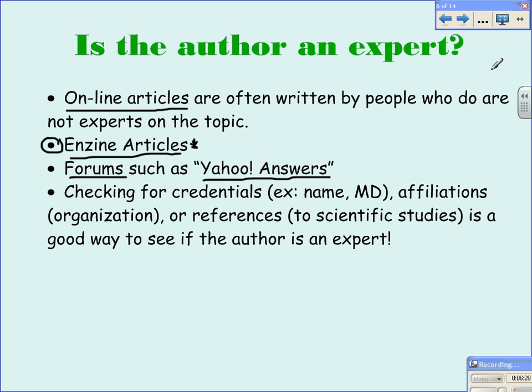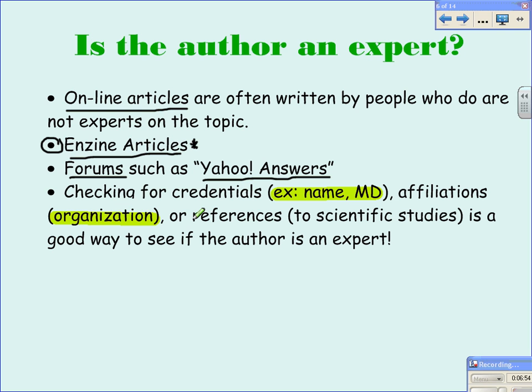Finally, again, checking for credentials. Whether I'm reading an article online or an article in the newspaper, looking for some type of credential or affiliation at the end of the name is really important. You can also then cross-check if you see an affiliation like an organization and you've never heard of that organization, you could search that organization on the internet and find out a little bit more about them.